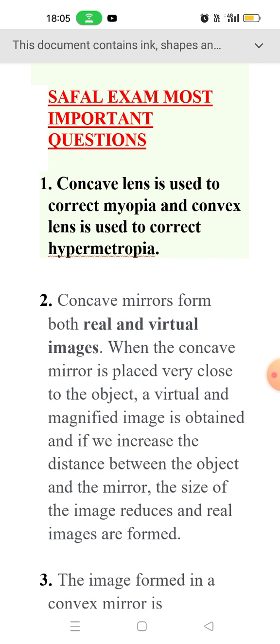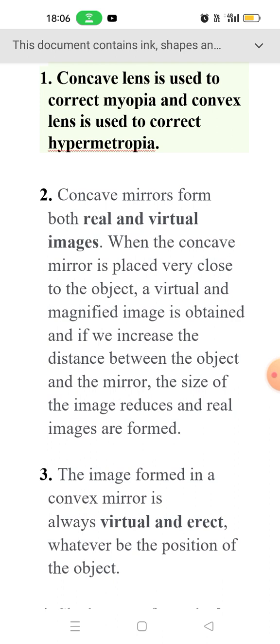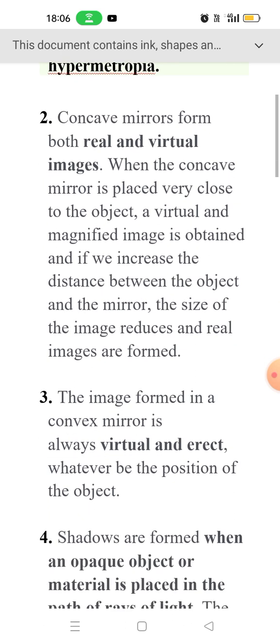Okay, so one more question has come regarding the mirror: what kind of image is formed in concave and convex mirrors. So concave mirrors form real and virtual images, and convex mirrors form virtual and erect images. The image formed in a convex mirror is always virtual and erect.